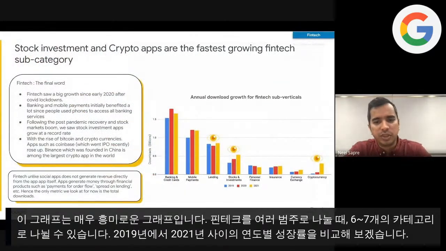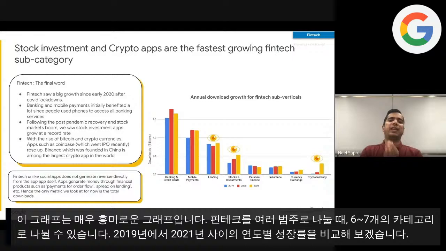So this is a very interesting graph. What we've done is we've tried to divide fintech, because fintech is a very broad category. You can keep subcategorizing it, but we have around 6-7 subcategories here of the fintech vertical.